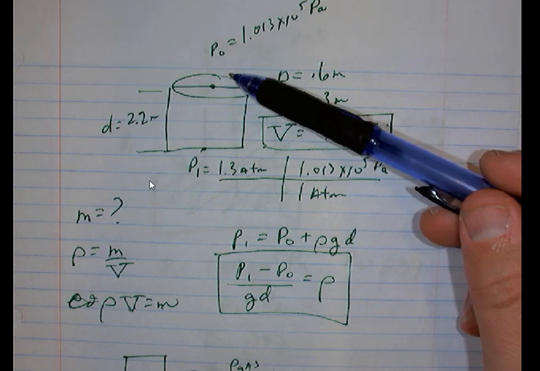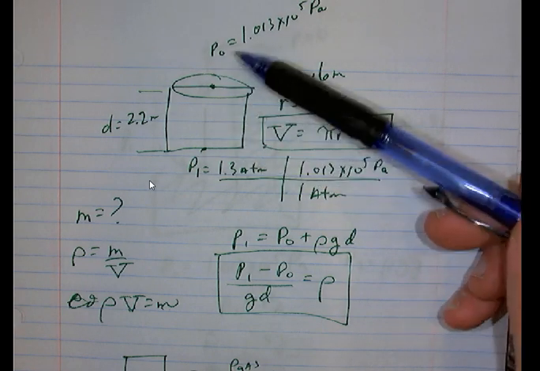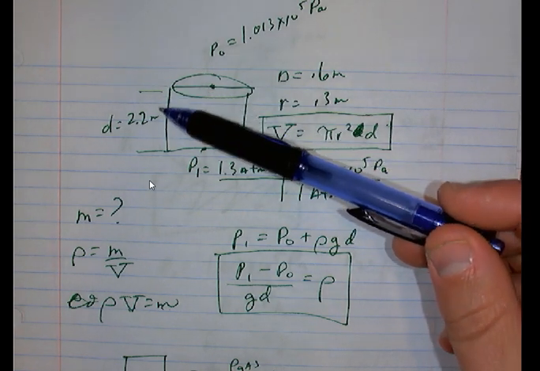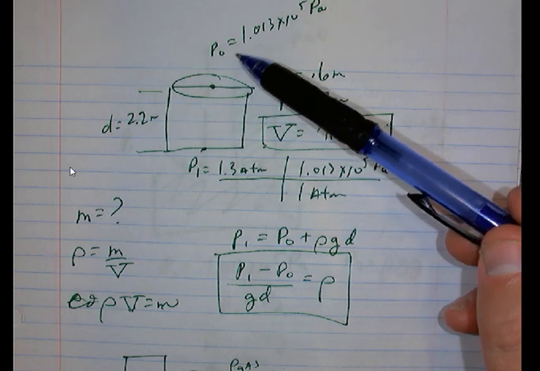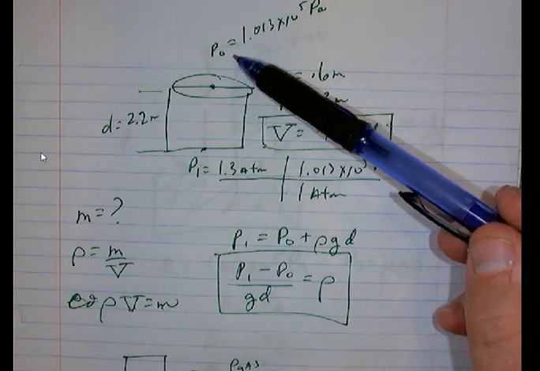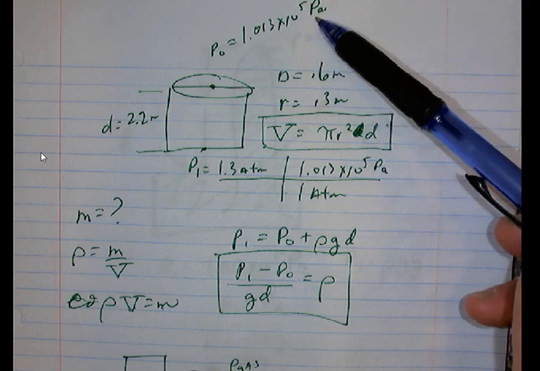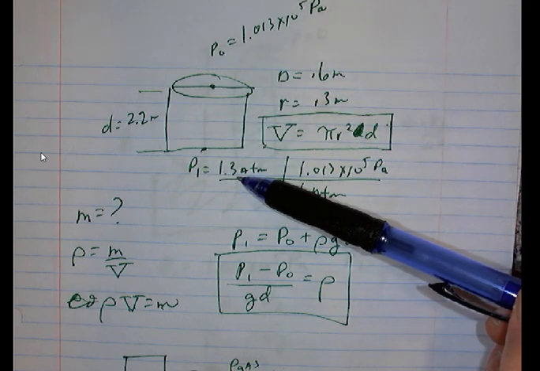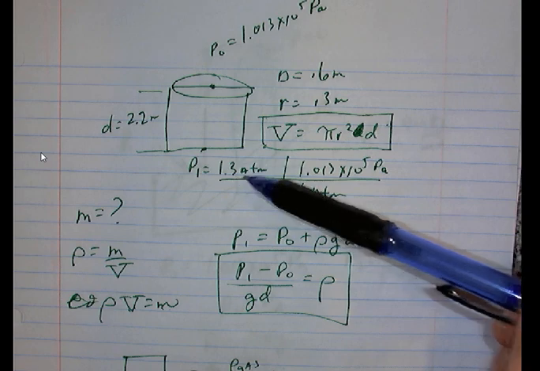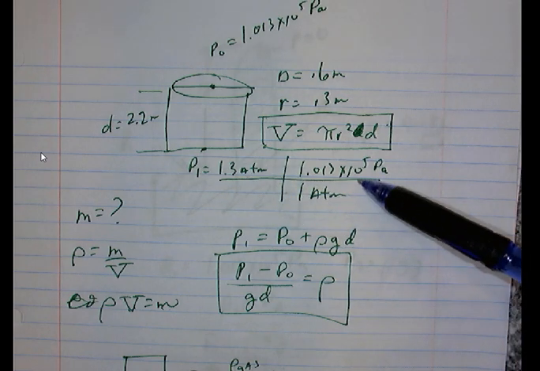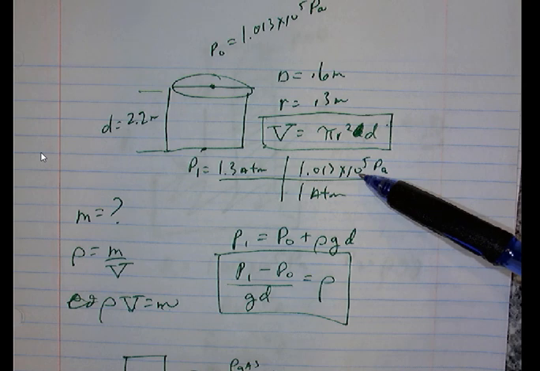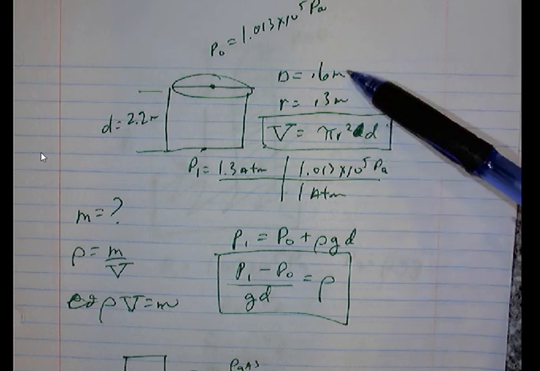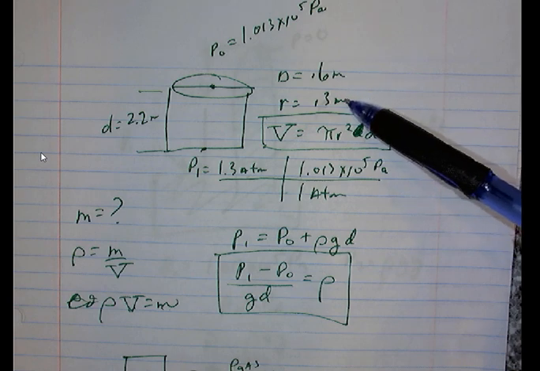Okay, so I've drawn my vat here, and it's filled with the liquid. The depth of this vat is 2.2 meters. Now it's open to the atmosphere, so at the top we have atmospheric pressure here. The pressure at the bottom we're given to be 1.3 atmospheres. Perfectly good unit, just not an SI unit, so you can convert that to pascals. Okay, so we're also given the diameter of the vat, 0.6 meters, so half of that would give us the radius, which is 0.3 meters.